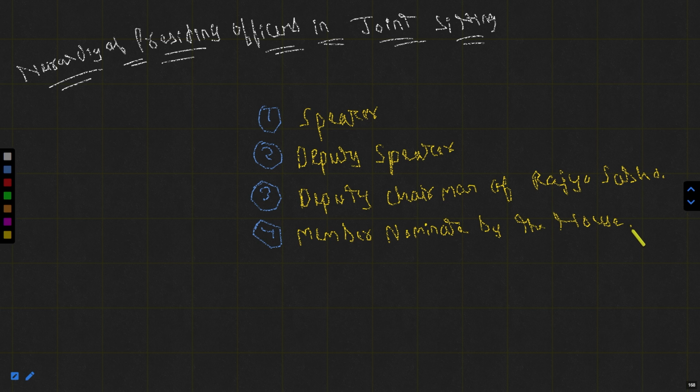First preference would be given to the speaker. If the speaker is absent, second preference is given to the deputy speaker. If the deputy speaker is absent, third preference is given to the deputy chairman of Rajya Sabha. If he is also absent, the last preference would be given to the member nominated by the House to preside over the joint sitting at that time. Okay, so this is the hierarchy of presiding officers during the joint sitting.